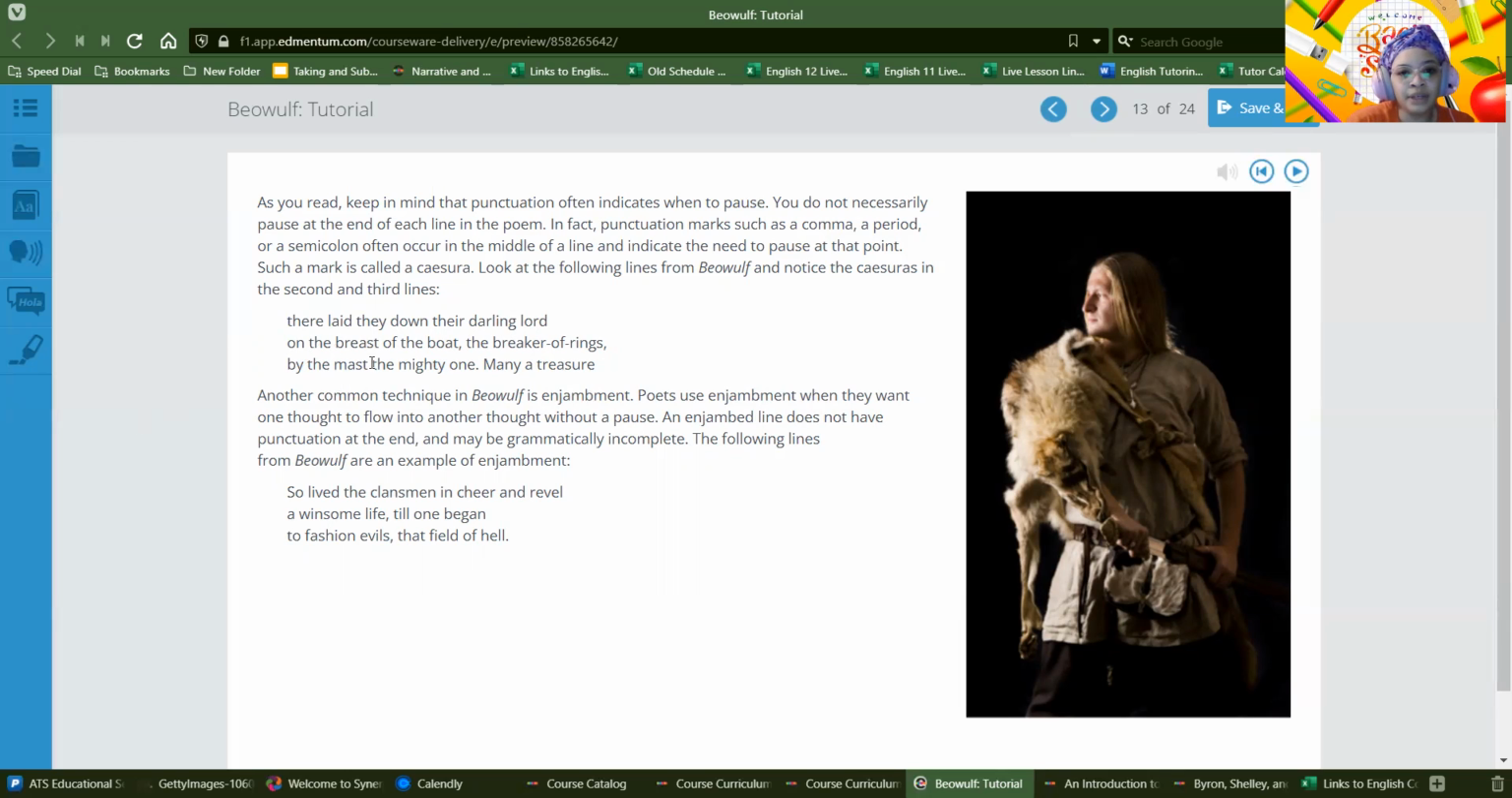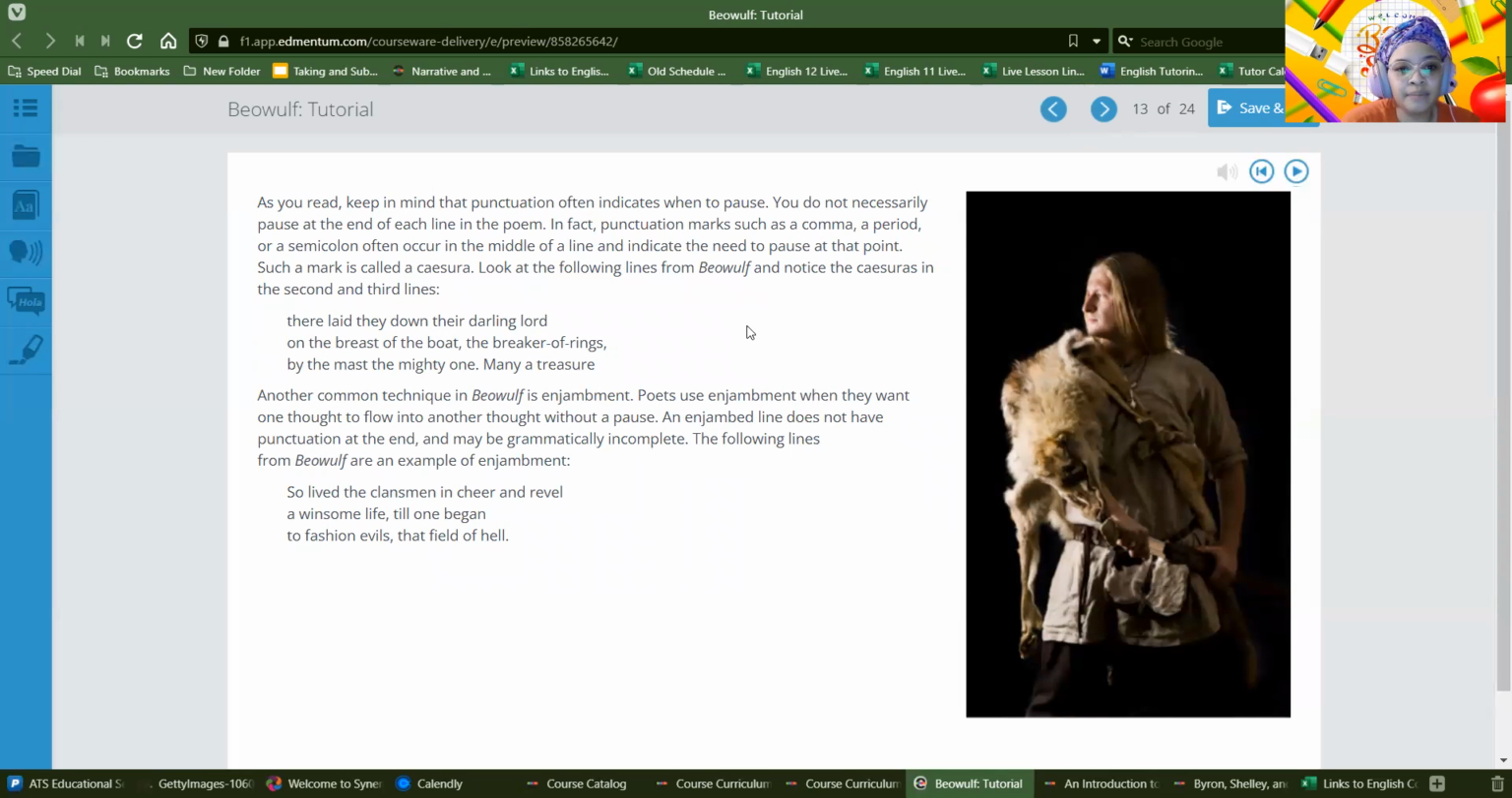So if there's a comma in the middle of a line, that's how you know you're definitely supposed to pause. You don't always pause at the end of a line. Here you do, because there is actually a comma. But this line, for example, darling lord on the breast of the boat, flows seamlessly into this second line. There's no punctuation there to tell you to stop.